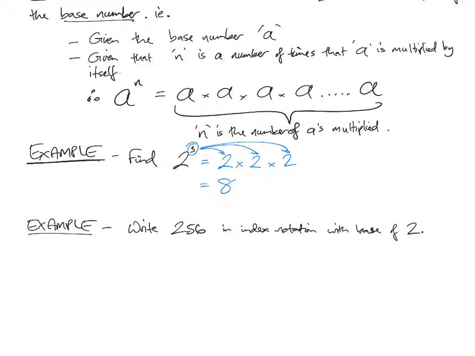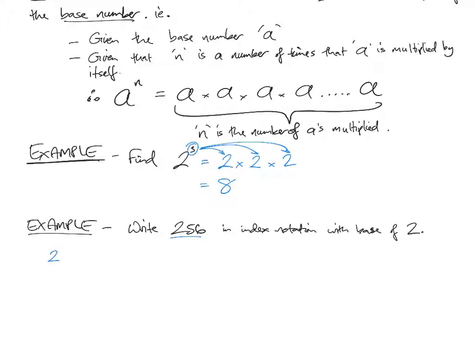Write 256 in index notation with a base of 2. So, given this question, you know that 256 is going to be the result of 2 being multiplied by itself a certain number of times. We need to work that out so that we can write 256 in our little index notation method. So, we have to think that through.